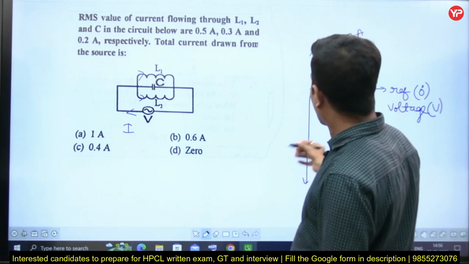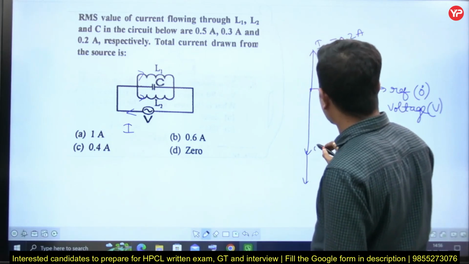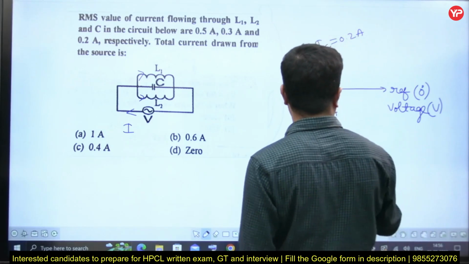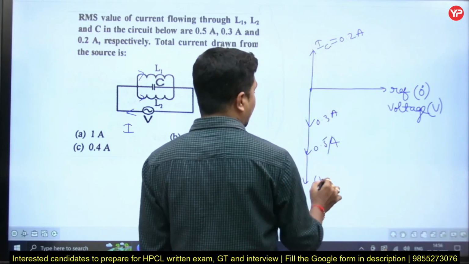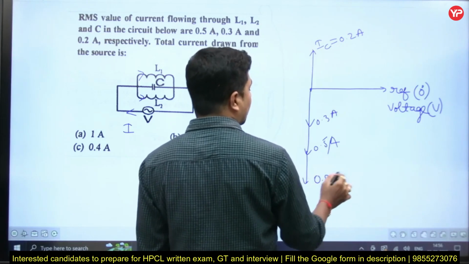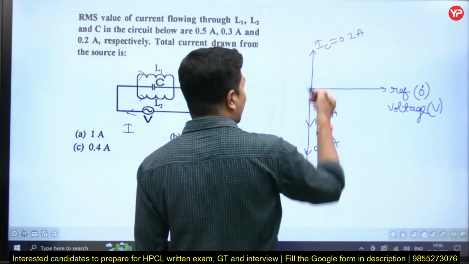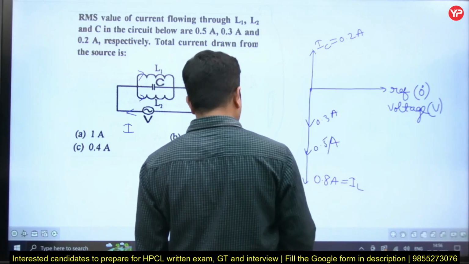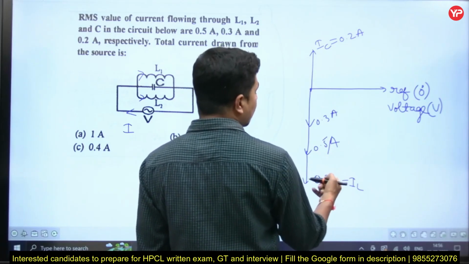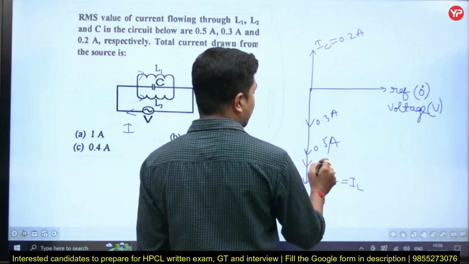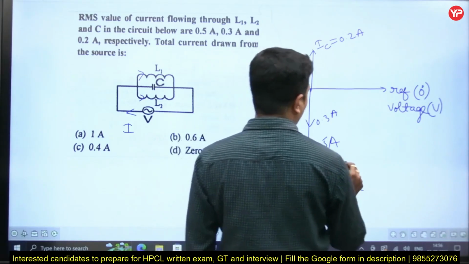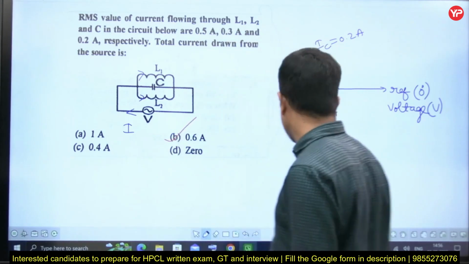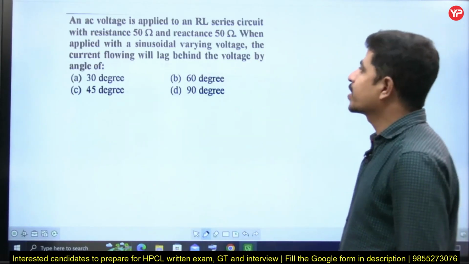One is 0.5 and the other is 0.3 amperes, so the total IL will be 0.8 amperes. But the net current I will be IL minus IC. So I is equal to 0.8 minus 0.2, I am going to get it as 0.6 amperes. Simple question. Let's go to the next question.